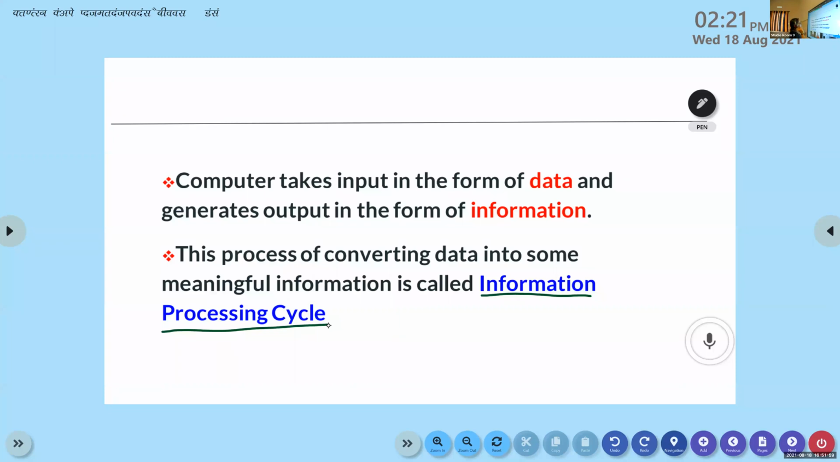Here, please look at the points. Computer takes input in the form of data, and output is generated in the form of information. So it takes the input in the form of data and we get the output in the form of information. The process of converting data to some meaningful information is known as information processing cycle. From this word, you will get the meaning: information processing, processed data. The process of converting our data to meaningful information is known as information processing cycle.